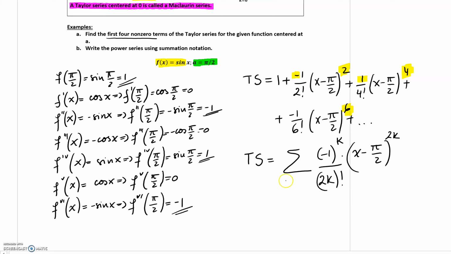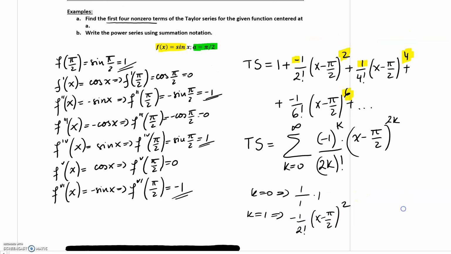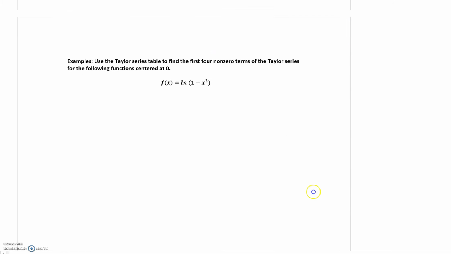So if k equals 0 to infinity, if k equals 0, we get negative 1 to 0, that's 1, 0 factorial, that's 1, and then x minus pi over 2 to 0, that's 1 as well. So we get the first term. If k equals 1, we get negative 1 over 2 factorial, x minus pi over 2 to the 2, and so you can check the other ones, but we actually got the 4 terms, and we also wrote the Taylor series in summation form. Let's look at another problem.